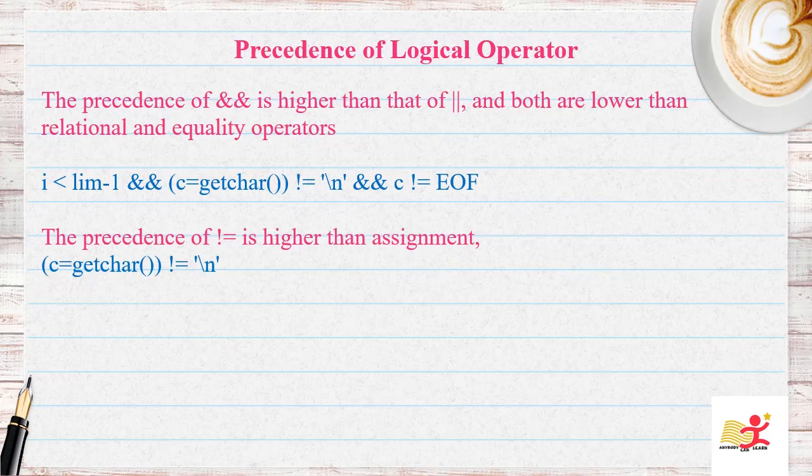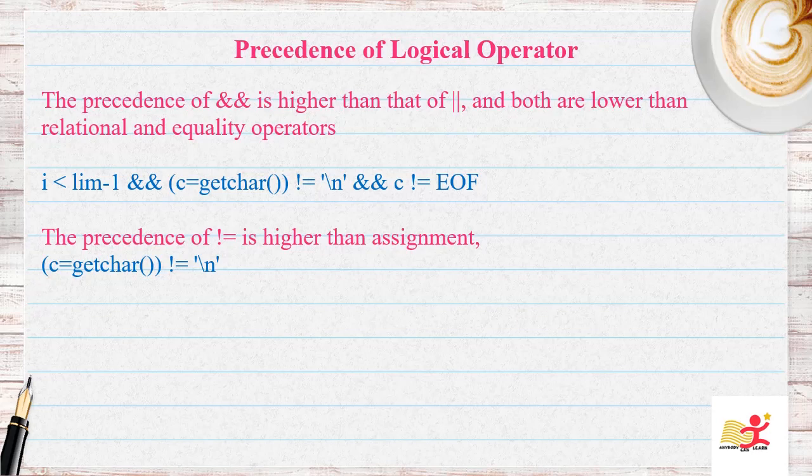Precedence of logical operators. The precedence of logical AND is higher than that of logical OR, and the precedence of both AND and OR is lower than relational and equality operators. So in the expression i < lim-1 && (c = getchar()) != '\n' && c != EOF, there is no need for extra parentheses because of the precedence of AND and OR. Here we have used the AND operation, so the precedence of AND is less than relational operations. So relational operations will be done first.